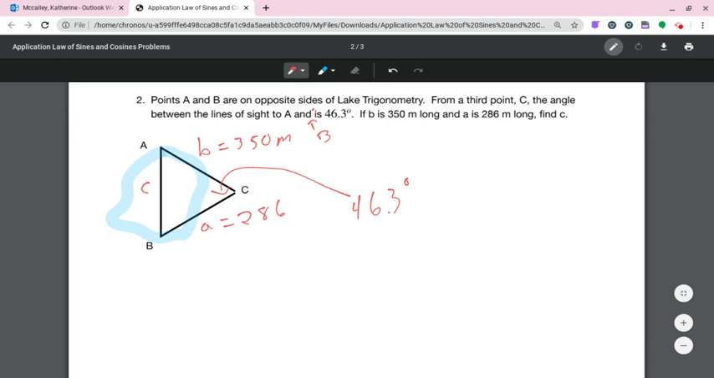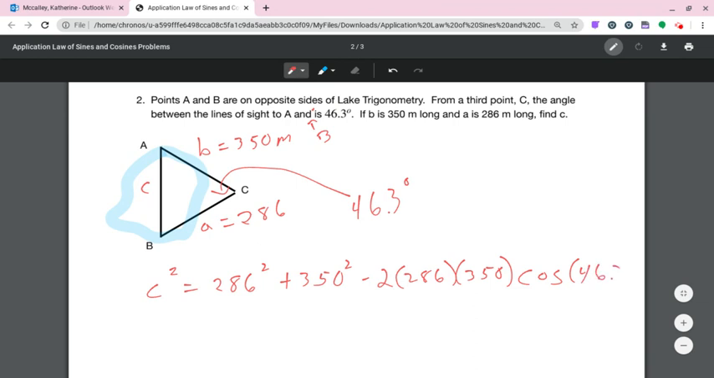If I need to find C, I'm given angle C. So I know now C squared is equivalent to A squared, 286 squared, plus B squared, which is 350 squared, minus 2 times A times B times cosine of 46.3 degrees. So let's put that in our calculator.